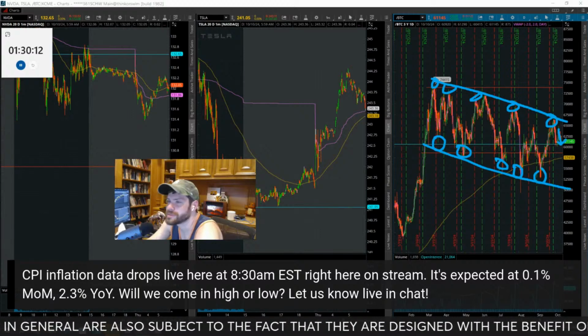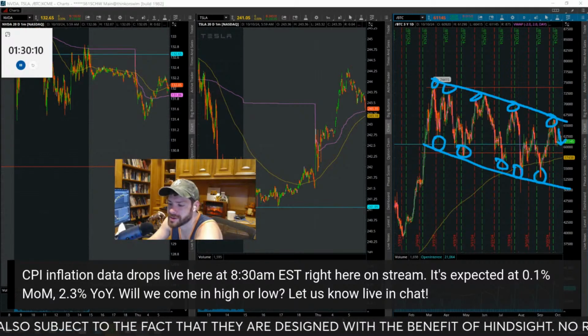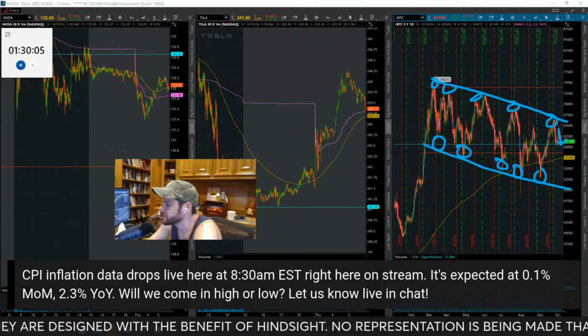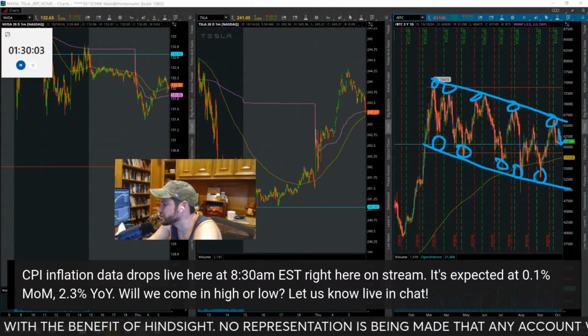You think Tesla's gonna rip today? It depends on how it behaves for the Cybertruck event. It really does. I really don't know. It depends on how it behaves for the Cybertruck event.